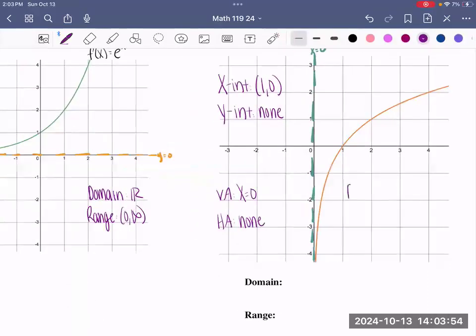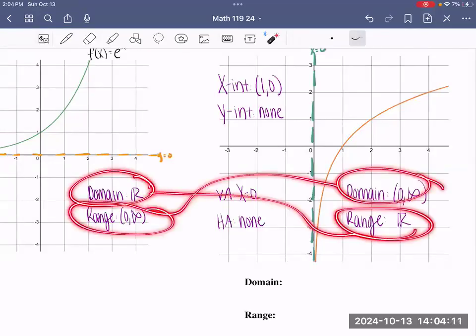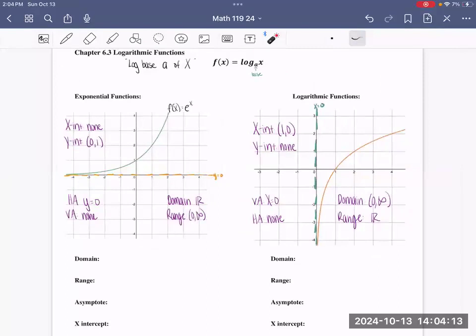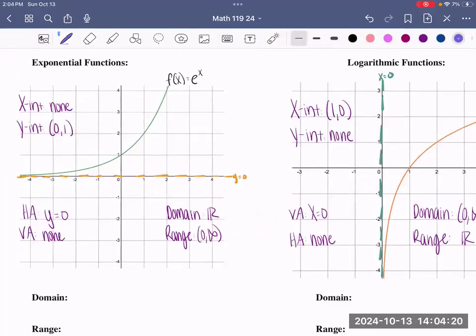Your domain here is going from 0 to infinity, non-inclusive because of your asymptote. Your range this time is all reals. Notice that they are again flip-flopped. So what's the name when everything has been kind of reversed? This means that these are inverses of one another. So exponential and logarithmic functions are inverses.